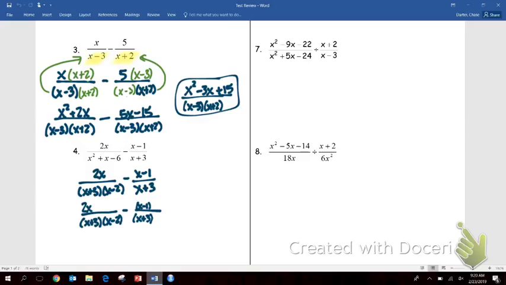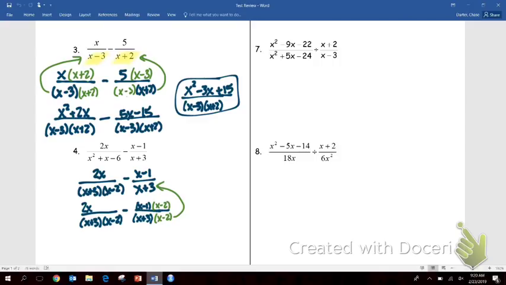So the first fraction has x plus 3 and x minus 2. The second fraction in the original only has x plus 3. So the x minus 2, I have to add to the numerator and the denominator. So it's missing x minus 2 to have a common denominator. So I have to add that to the numerator and denominator of the second fraction in order for them to have a common denominator for me to be able to add or subtract. In this case, subtract.